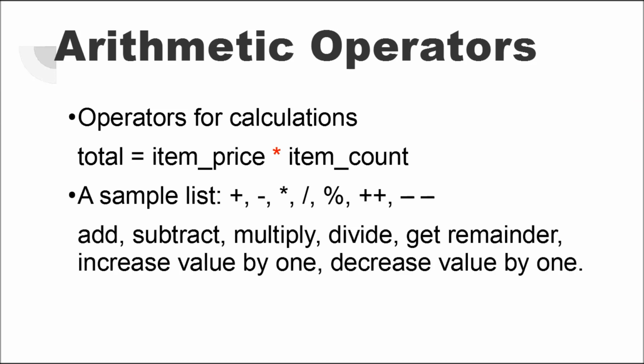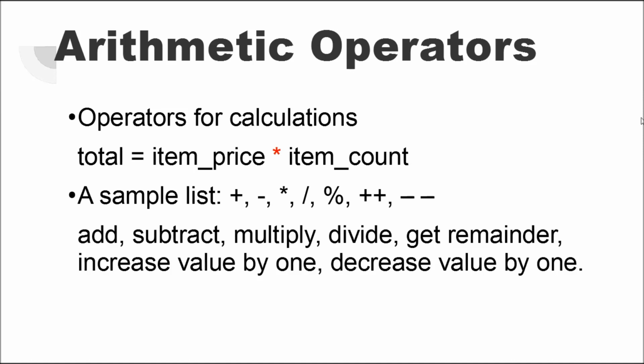A sample list: plus, minus, times, divide, remainder, plus plus, and minus minus. These mean add, subtract, multiply, divide, get remainder, which is kind of like divide, except it gets the remainder, increase value by 1, and decrease value by 1. So the plus, minus, times, and divide, you just put between the two values, like the example above. For plus plus and minus minus, you put it after the variable name.